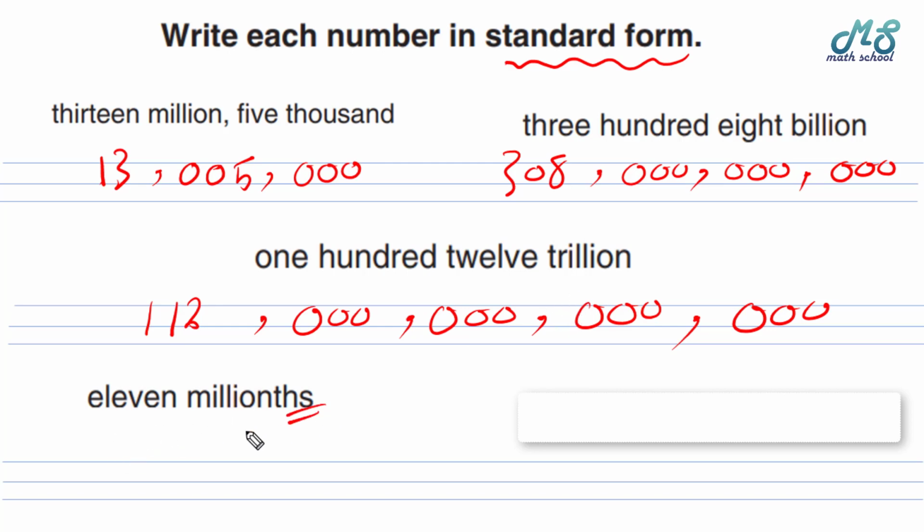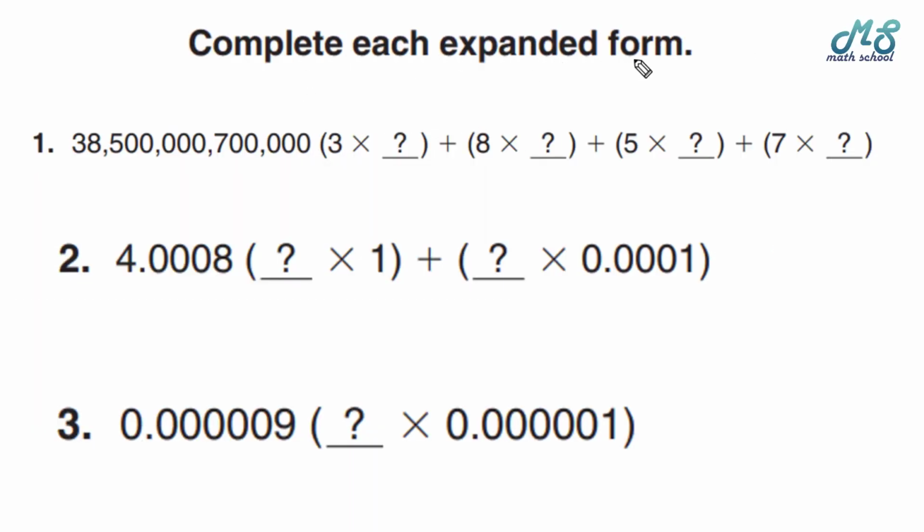Next, 11 millionth. Don't forget, THS means we have a decimal. Just write 11 and ask yourself, millionth means 6 decimal places. Just count from right to left and insert the decimal point after 6 digits from the right. It's easy. 1, 2, 3, 4, 5, 6. Insert the decimal point and write 0 in ones place. It's easy now.